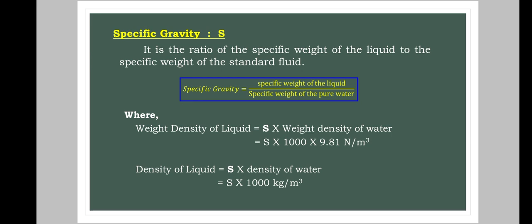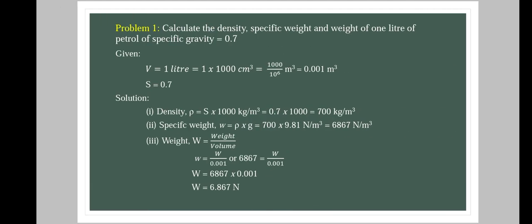Second is specific gravity. It is the ratio of the specific weight of the liquid to the specific weight of the standard fluid. Here the specific gravity is the specific weight of the liquid divided by the specific weight of pure water. Here we can see that the weight density of the liquid is S into the weight density of water, where S defines the specific gravity, and the weight density of water we already saw: 1000 into 9.81 Newton per meter cube. By using these formulas, we will solve a problem.